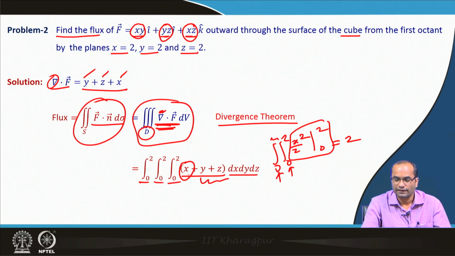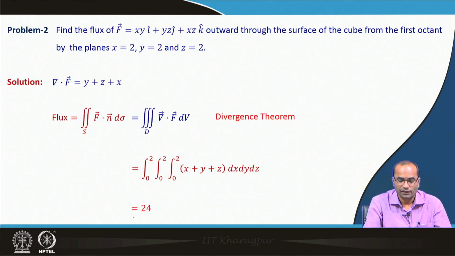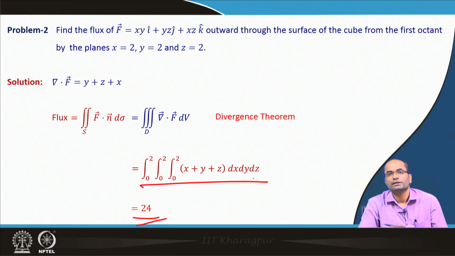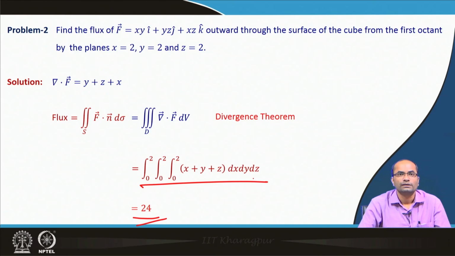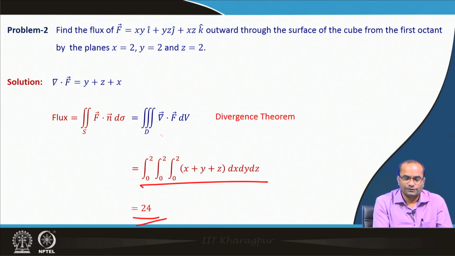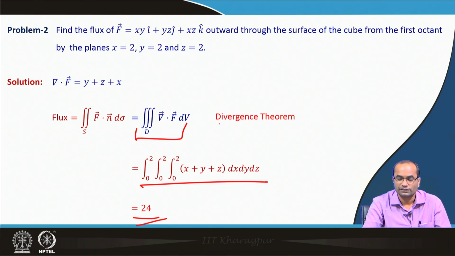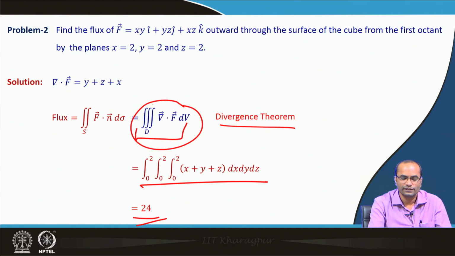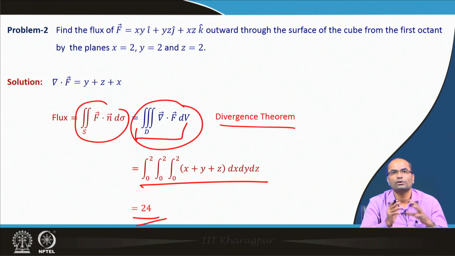So, we have the 8 and then there are 3. So, we will get then 24 as a result of this whole integral. So, here we have not verified, but we have just used the convenience of this divergence theorem to evaluate this flux using the volume integral.